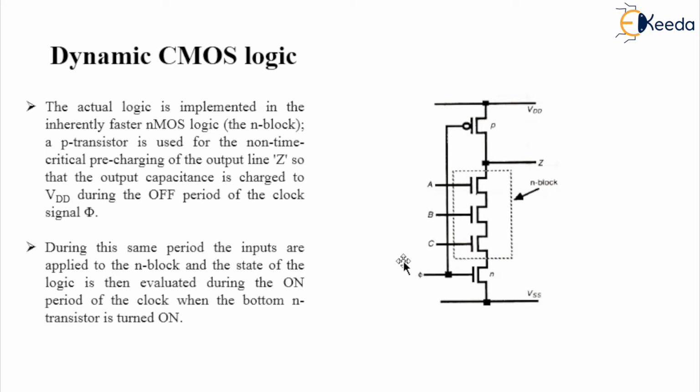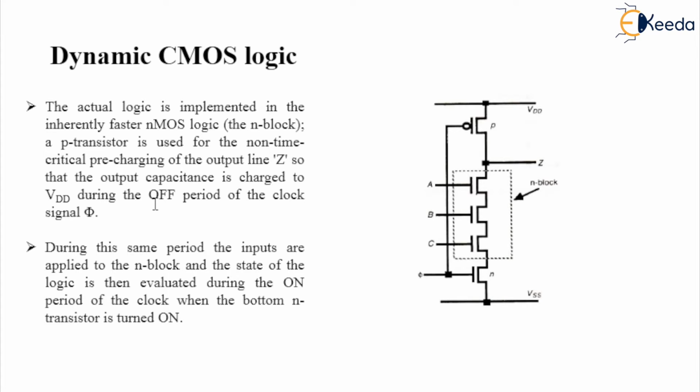Don't get confused, I repeat here. During the off period of clock pulse, which means when pi is equal to 0. So when I give a 0 here, what happens? It will be cut off. This NMOS will be cut off.